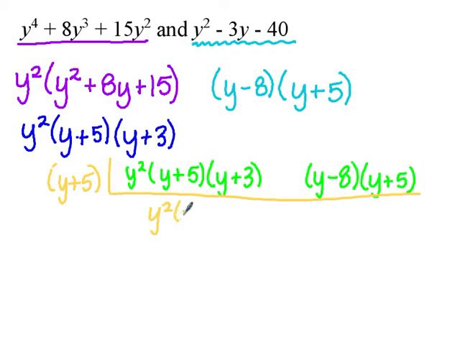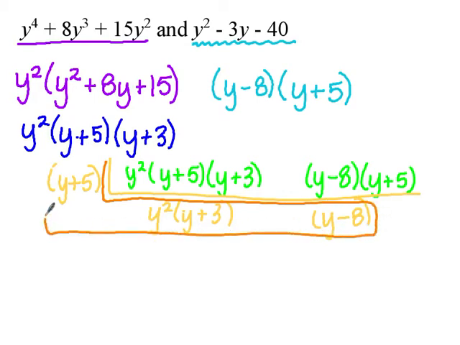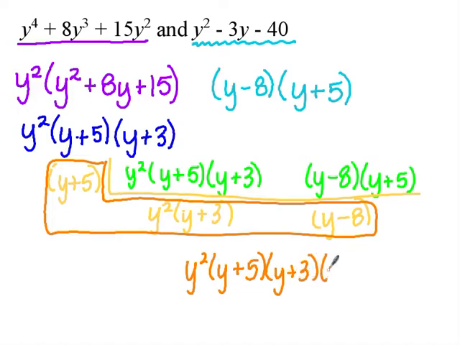Y squared times y plus 3. What does that leave me with here? Y minus 8. So really, the LCM in this case is this whole conglomerate: y squared times y plus 5 times y plus 3 times y minus 8.